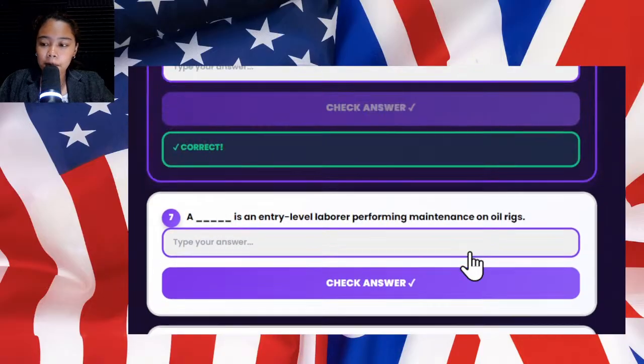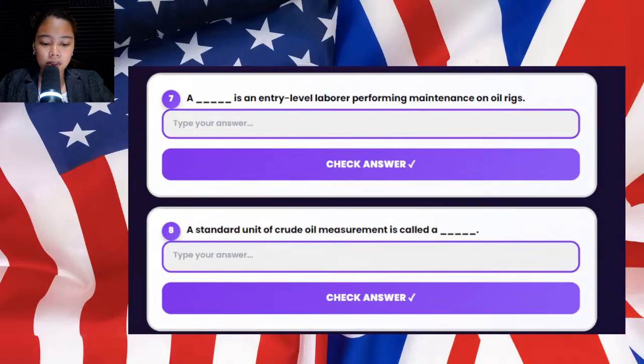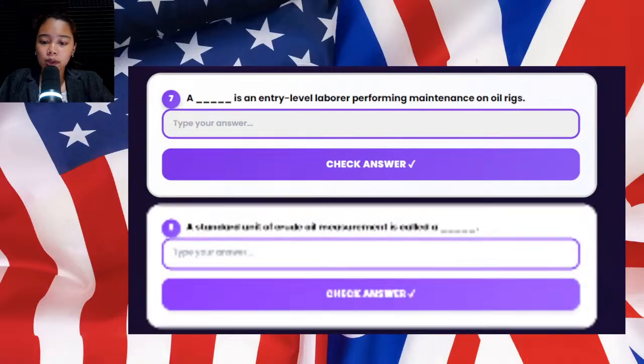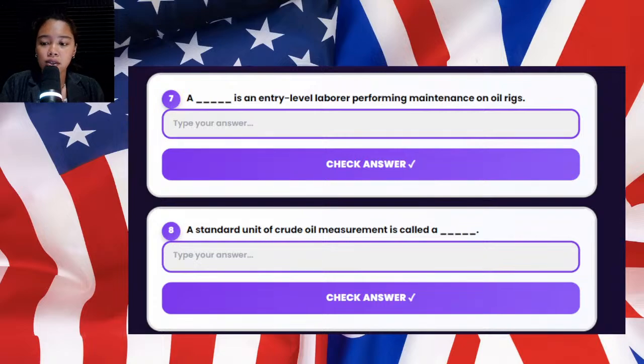Okay, number seven, a blank. Let me just check. Okay, all good. Number seven, a blank is an entry level laborer performing maintenance on oil rigs. Again, a blank is an entry level laborer performing maintenance on oil rigs. What do you think is the answer? Okay. Share your answer in 10 seconds.